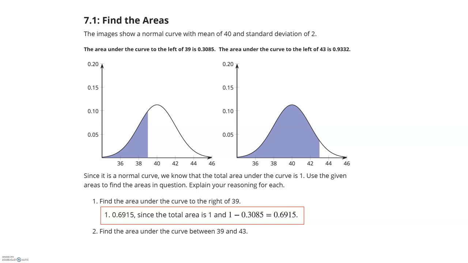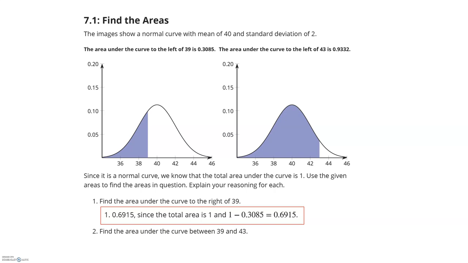For number 2, it says find the area under the curve between 39 and 43. So one more time, you already know what is the area to the left of 43. You can also find out what's the area under the curve to the right of 43, because you already know that the whole thing is 1, but they already gave it to you. So guess what you have to do? Again, you just have to subtract.